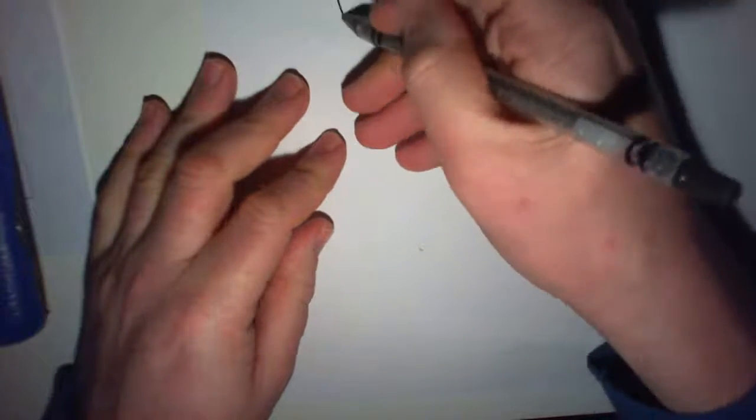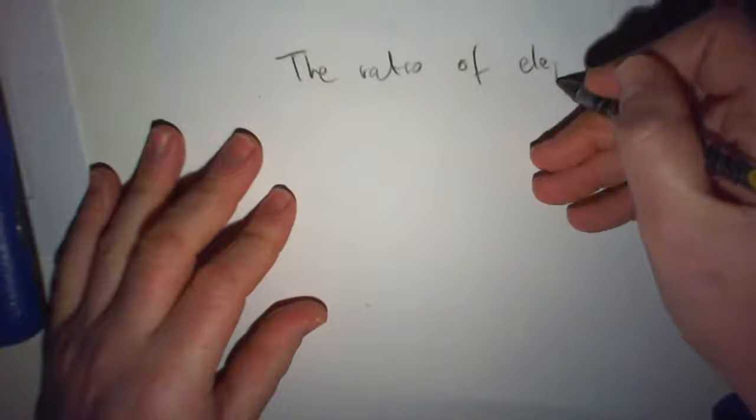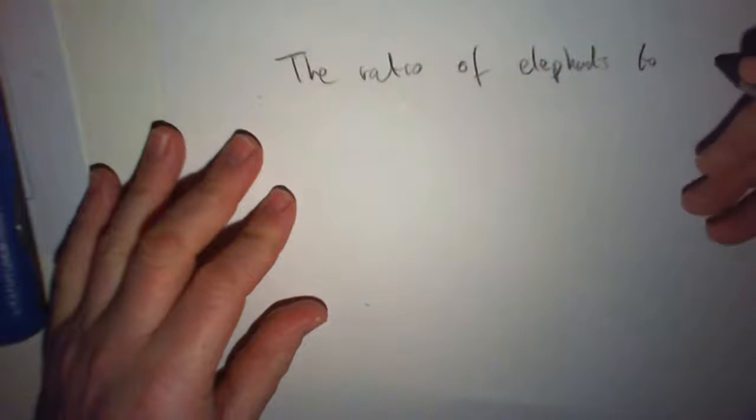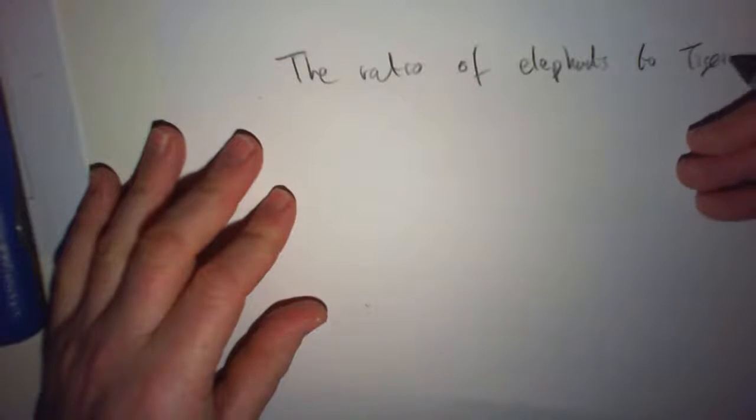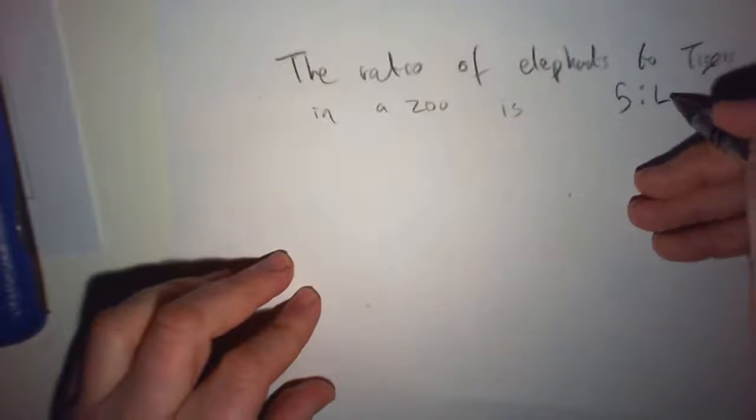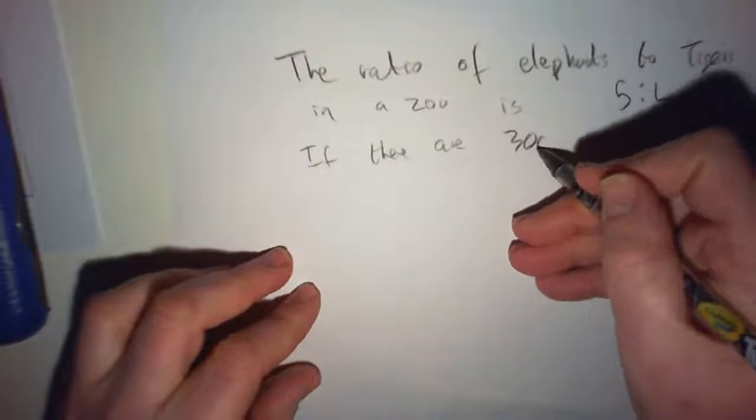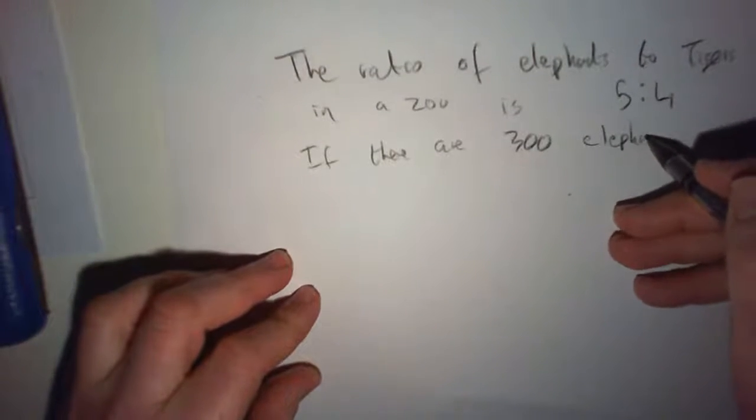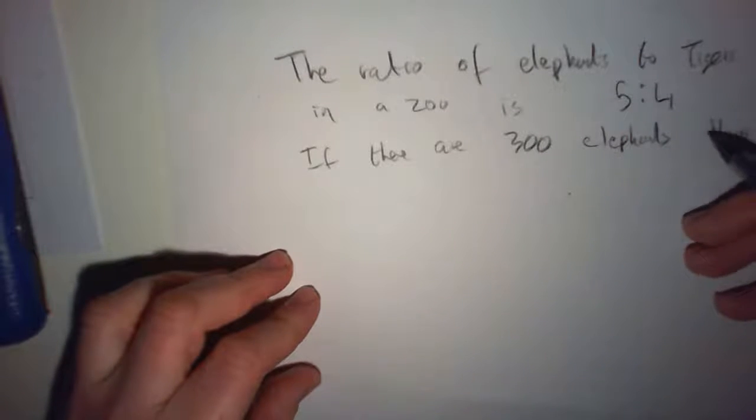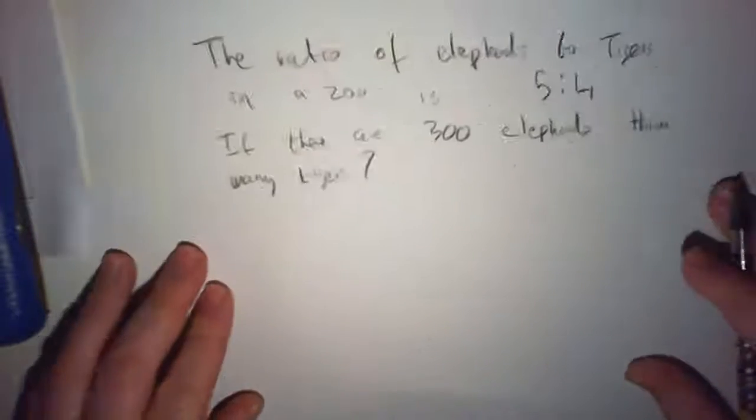Okay? So, the ratio of elephants to tigers in a zoo is 5:4. If there are 300 elephants, it's a big zoo, how many tigers? Right. So how are we going to do this sum?